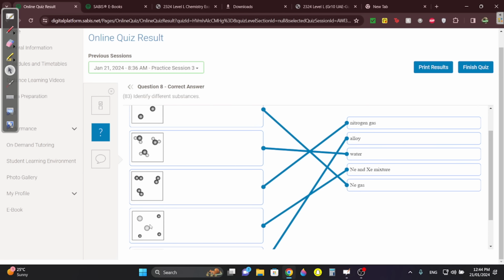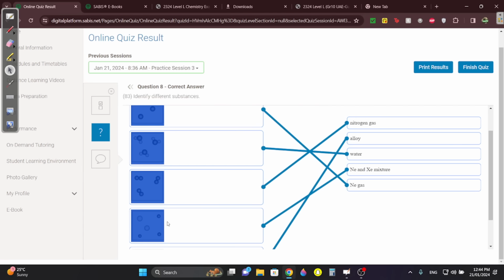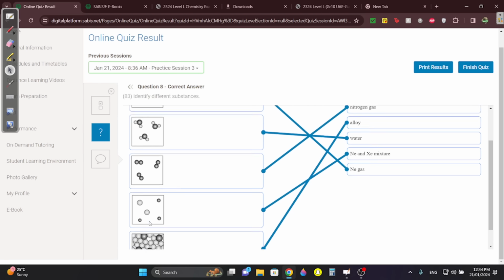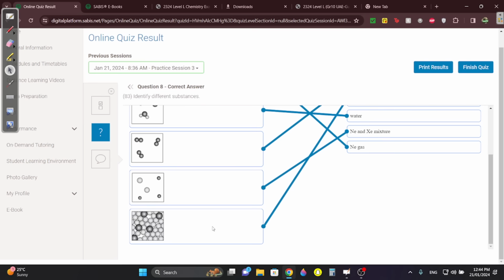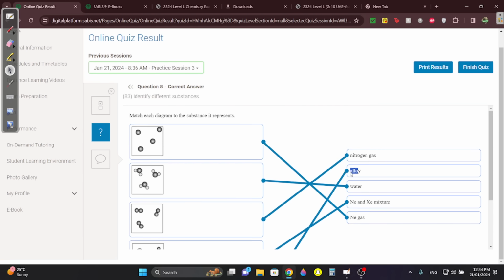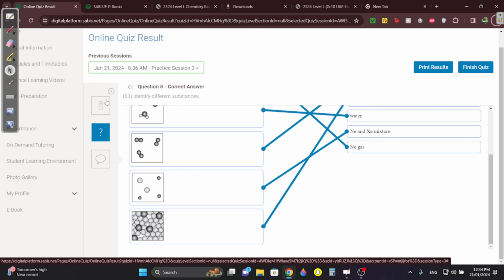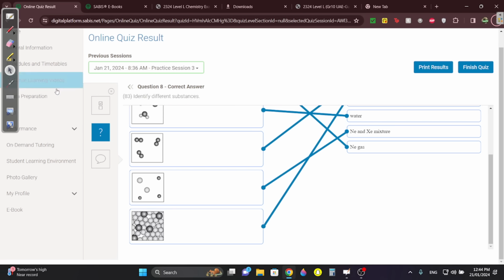Okay? This one here is nitrogen gas, N2. This one here is neon and xenon, because it's two different gases, and they're both spread out. And this one here, they're tightly packed together. So obviously, it's a solid solution, which is an alloy. We don't know what it is, but it's obviously an alloy because they're tightly packed. And anything that's tightly packed, that's a solid. So that's how we finish 6.2.